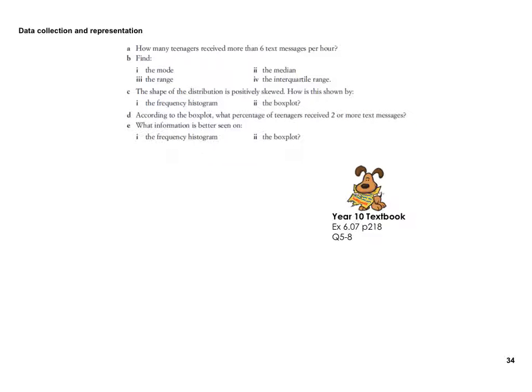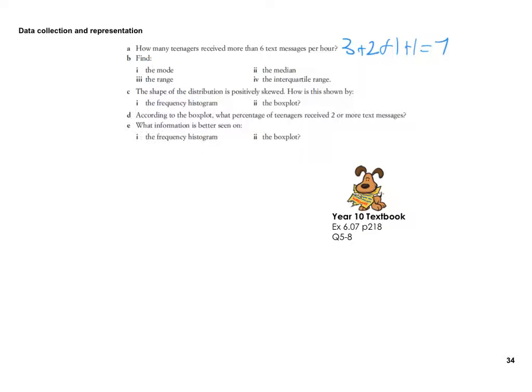Okay, question time. Please write them down: part A, B, C, D, and E, and we'll go through them based on the actual graphs. Part A, how many teenagers receive more than 6 text messages per hour? Obviously the scores more than 6 would be 7, 8, 9, and 10. So you're looking for the frequencies of 7, 8, 9, and 10. Now 7 has 3 people, 8 has 2, and 9 and 10 have 1 each. So it's going to be 3 plus 2 plus 1 plus 1, which is 7. So again, we are adding the frequencies for the scores we're looking for, which is 7, 8, 9, and 10.